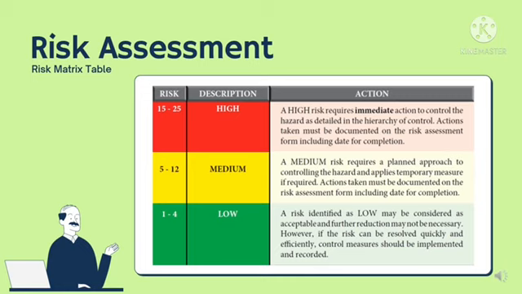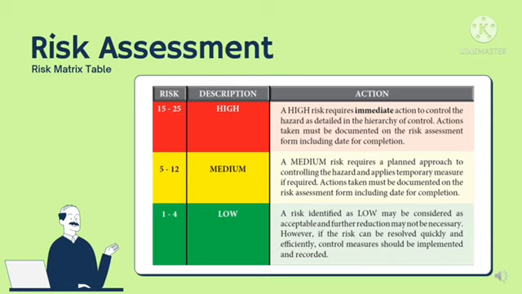If the risk is between 5 to 12, it means that the risk is in the medium level. A medium risk requires a planned approach to controlling the hazard and applies temporary measures if required. Action taken must be documented on the risk assessment form, including date for completion.